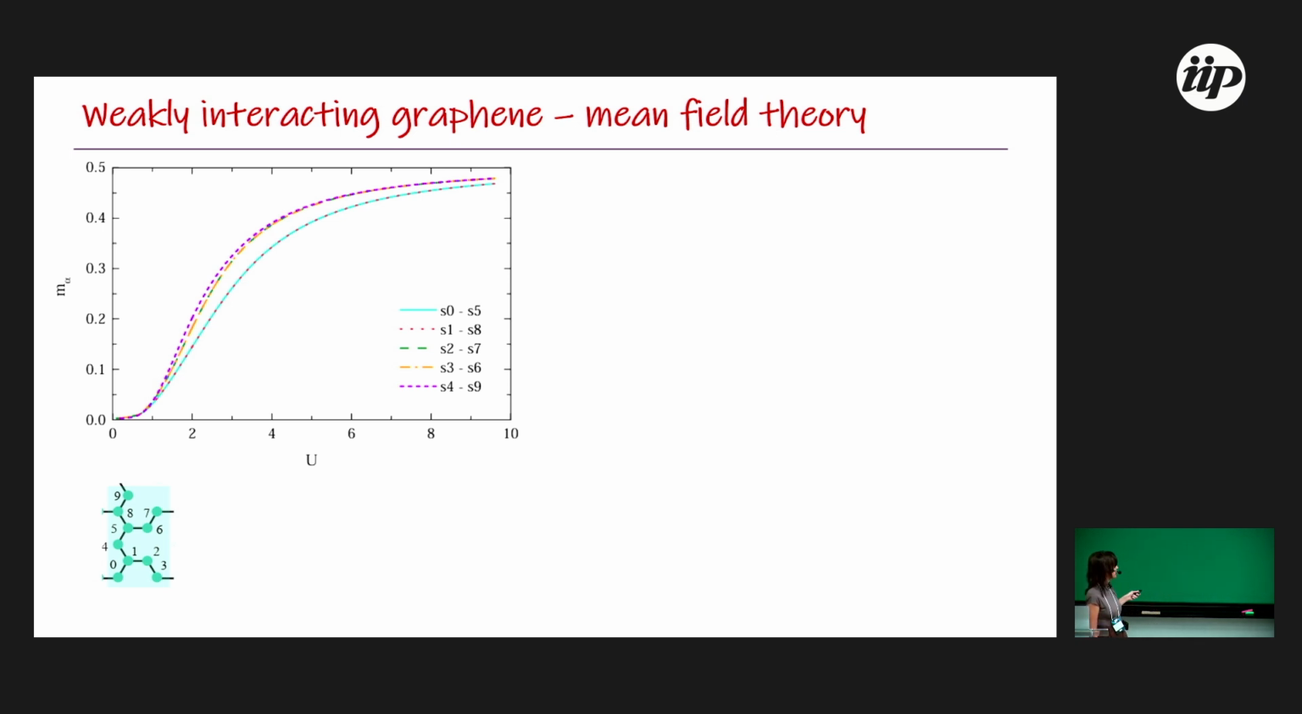If we plot the magnetization, or the magnetic order parameter, as a function of the electronic interaction, we get, first of all, a non-uniform magnetization. So it depends on where you're sitting in your unit cell. The magnetization is different, and it's in fact weaker at the sites which are more coordinated, that have a larger number of bonds.